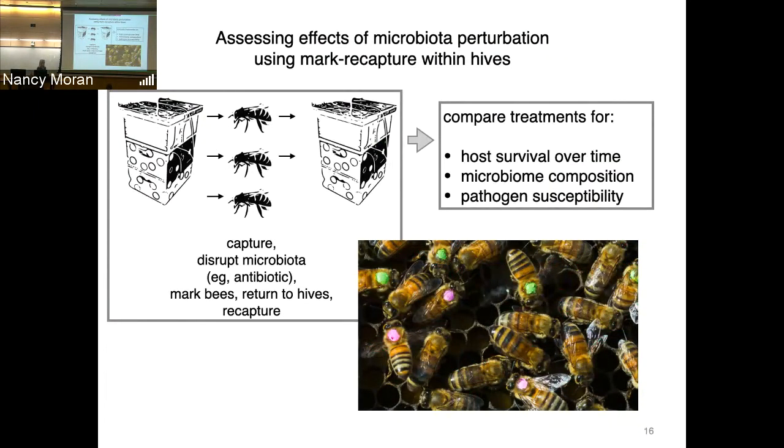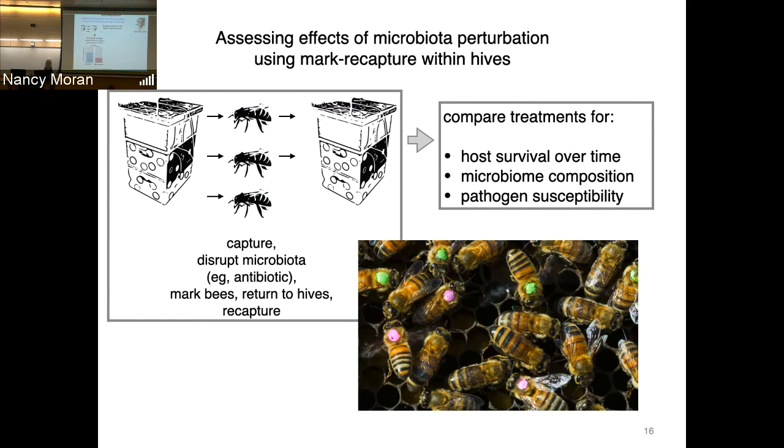So another kind of experiment is these mark recapture experiments. We can take bees from their hive, and they have a normal microbiota, and then we can have control bees and experimental bees that we give, say, an antibiotic, a disrupting chemical that will disrupt the microbiota. We mark the bees based on control or antibiotic, return them to the hive, and then recapture them over time, up to a week or even longer. It's pretty much nature from the point of view of a honeybee living in the hive. We can see what is their fate out there, and so we can compare host survival. We can look at microbiome composition over time, and then pathogen susceptibility.